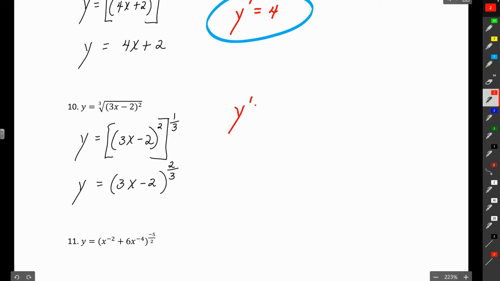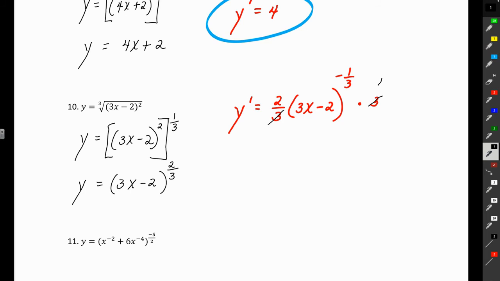Y prime is equal to 2/3 times 1, and 2/3 minus 1. So that's 2 over 3 minus 3 over 3. That gives me minus 1/3. And the derivative of the inside, the derivative of 3x minus 2 is just 3. If we simplify that, 3 divided by 3 is just 1. And we have to move that 3x minus 2 to the negative 1/3. Since that's a negative exponent, we have to move that to the denominator.